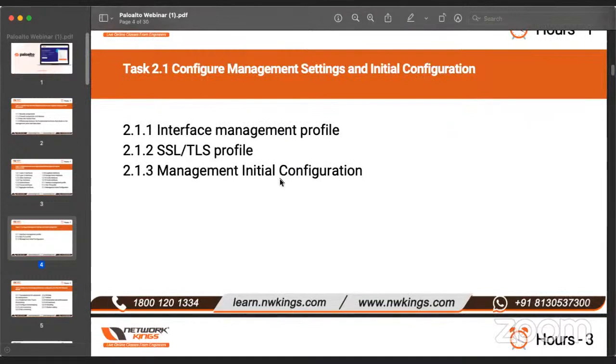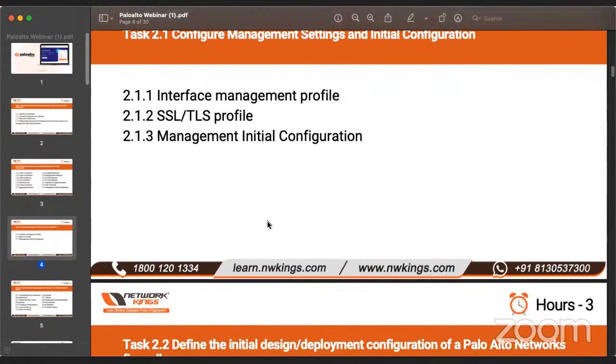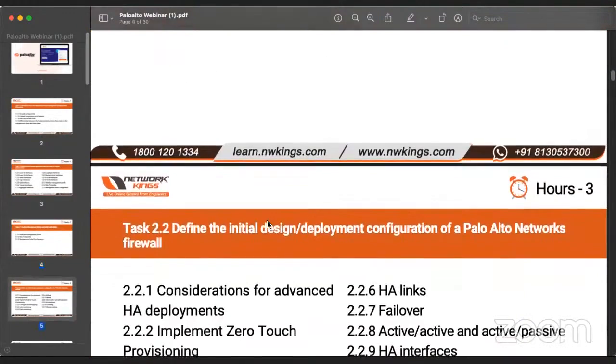Most of the sessions would be lab oriented. Initially there are a lot of topics where a lot of theory is involved. If we take GlobalProtect or User-ID, 1 or 2 days of theory would be there, and then we move on to doing a real-time lab. We'll be deploying this from scratch in the lab, and we'll verify how it is configured and what the expected output is.